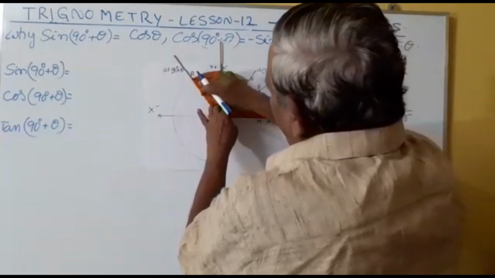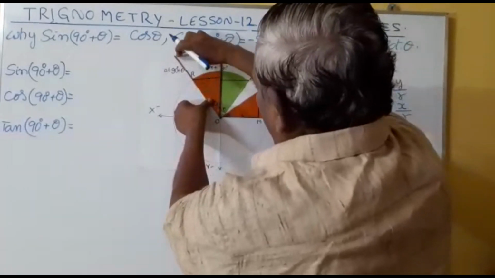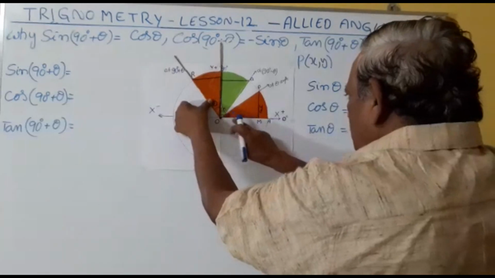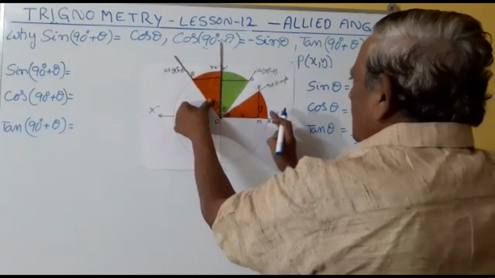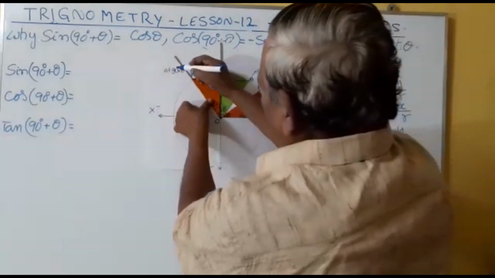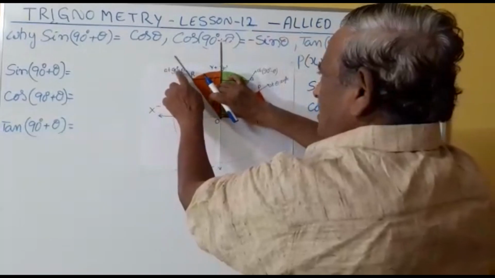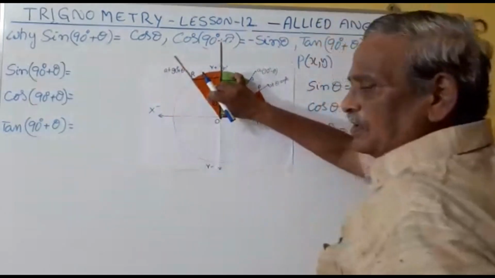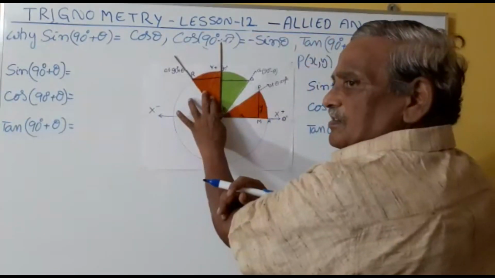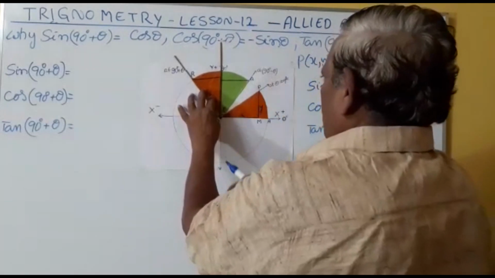Now, this OR ray makes an angle 90 plus theta with the positive direction of the x-axis in the anti-clockwise direction. Therefore, let us write the trigonometrical ratios for this 90 plus theta degrees ray. What are the coordinates of R? This is the critical point we have to observe.